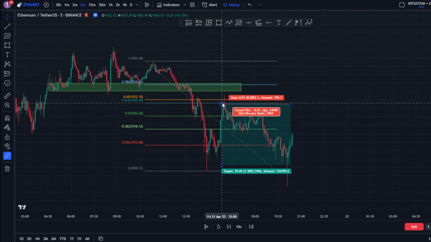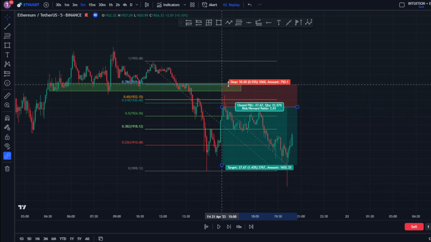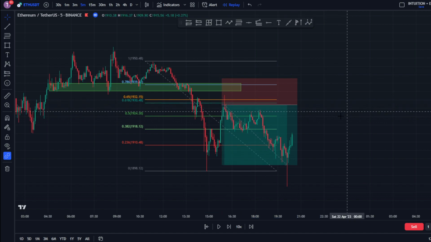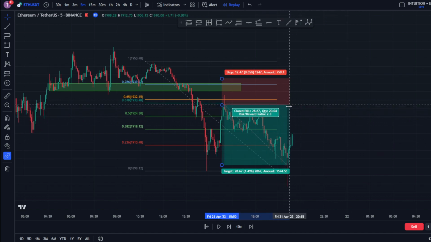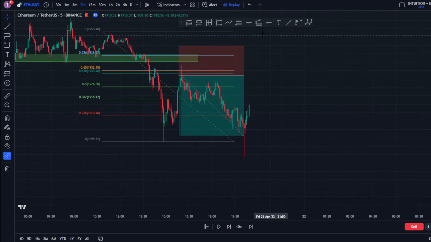So actually this would be a perfect win right there. Risk to reward is about 2.3. You can make it about 2.7, up to you, or even 2:1. So you can see how the strategy works.